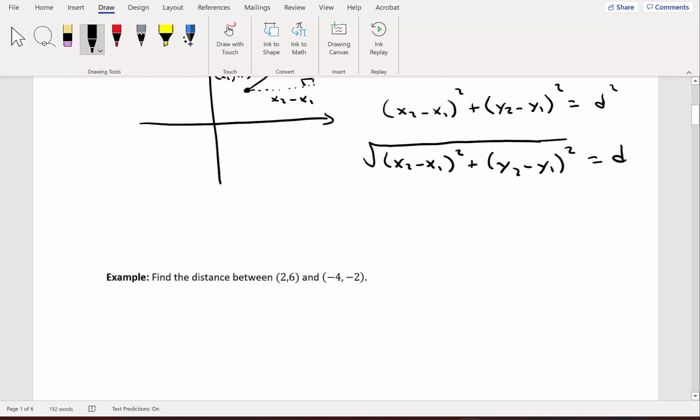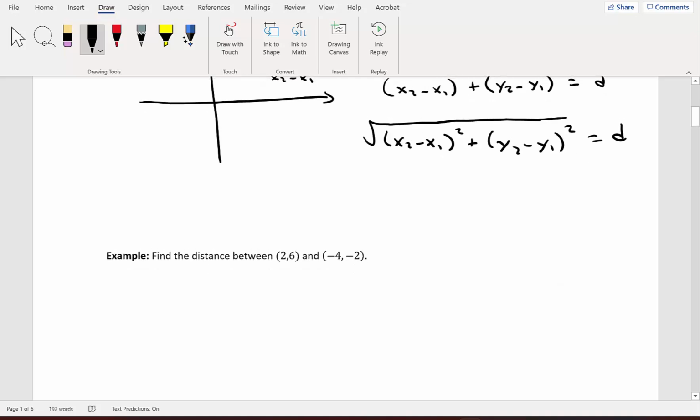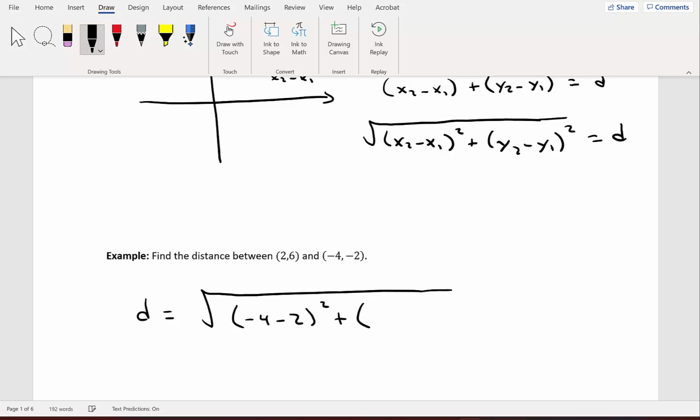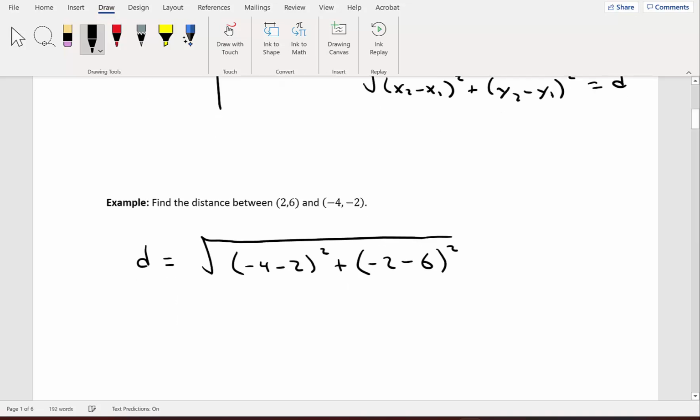So first one, find the distance between 2, 6 and negative 4, negative 2. So what is the distance between these 2 points? Okay, well, let's go ahead and plug it into our distance formula. So we have d is equal to the square root of, so we have x sub 2 minus x sub 1. So x sub 2 is negative 4, and then I have minus x sub 1, which is 2. I have squared, plus, and now I have y sub 2 minus y sub 1. So my y sub 2 is negative 2, and I have minus my y sub 1, which is 6, and raise that to the second power.